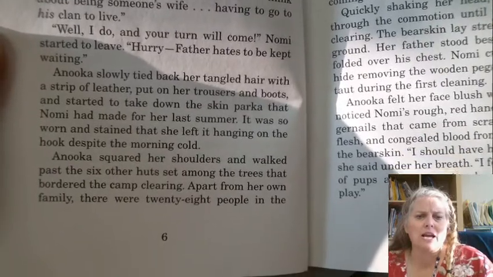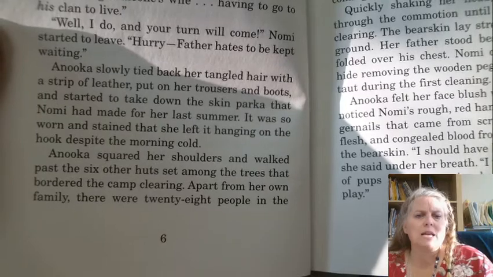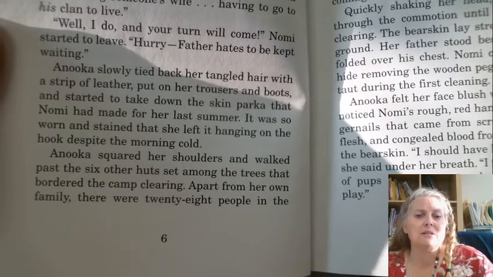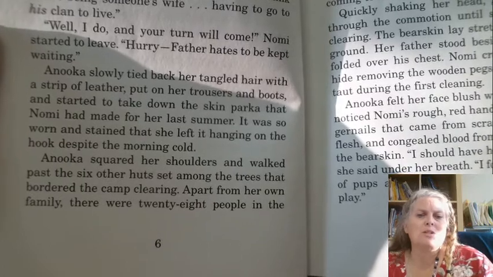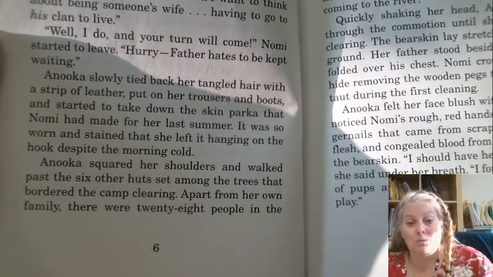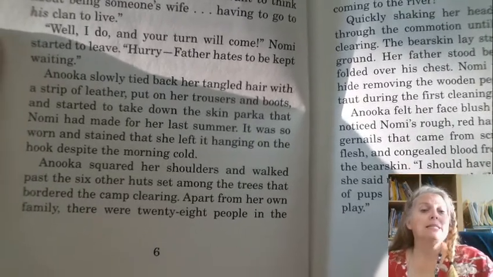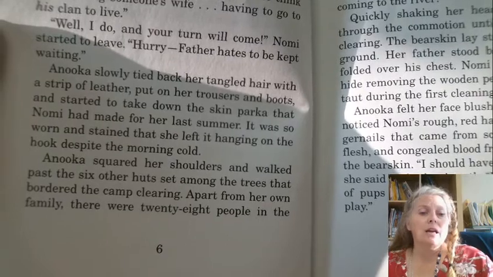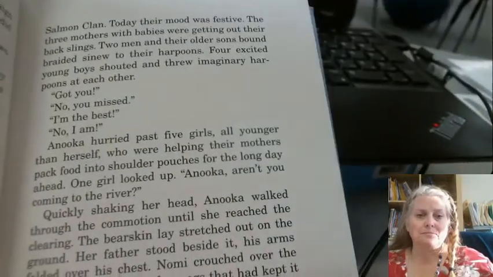Nomi started to leave. "Hurry, Father hates to be kept waiting." Anouka slowly tied her tangled hair back with a strip of leather, put on her trousers and boots, and started to take down the skin parka that Nomi had made for her last summer. It was so worn and stained that she left it hanging on the hook, despite the morning cold. Anouka squared her shoulders and walked past the 6 other huts set among the trees that bordered the camp clearing. Apart from her own family, there were 28 people in the Salmon clan.